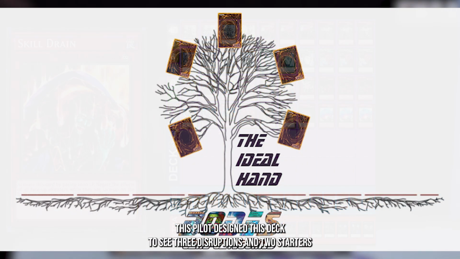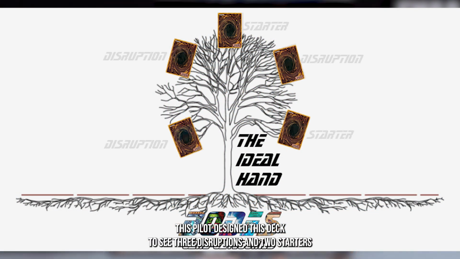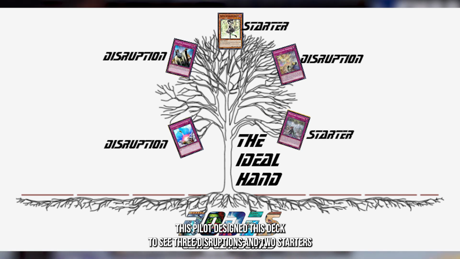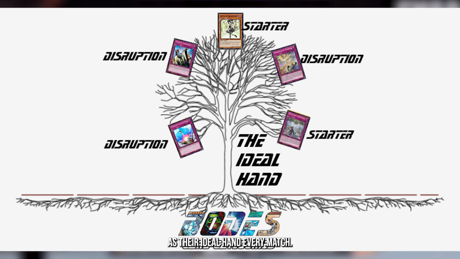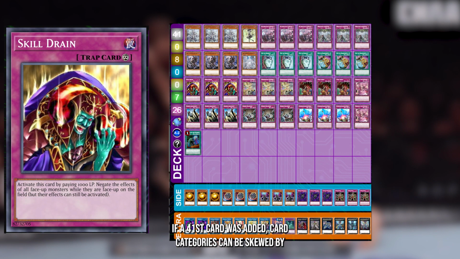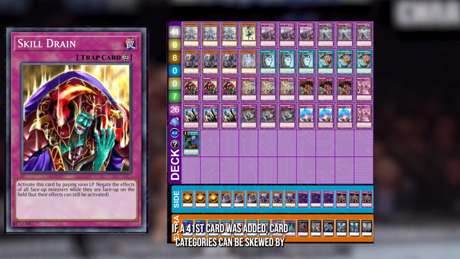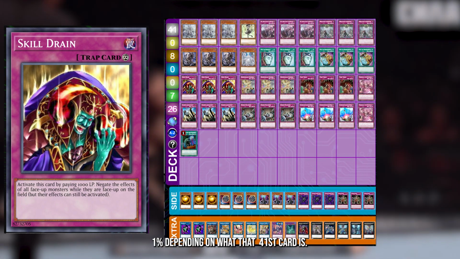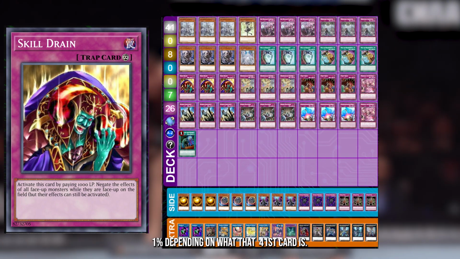Considering these ratios, this pilot designed this deck to see 3 disruptions and 2 starters as their ideal hand every match. Sometimes 3 disruptions, 1 other, and 1 starter is possible as well. If a 41st card was added, card categories can be skewed by 1% depending on what that 41st card is.